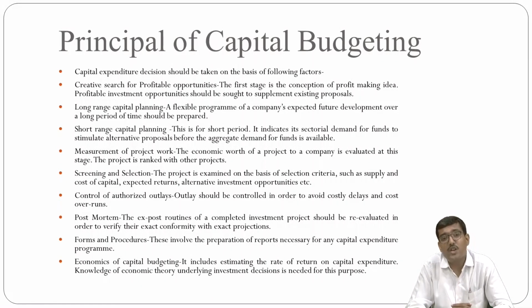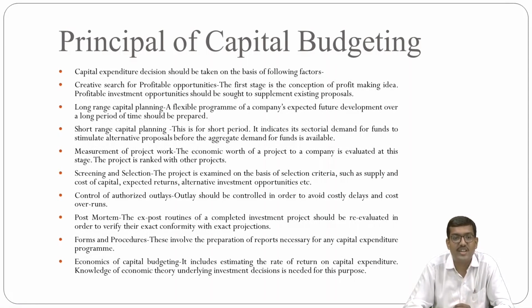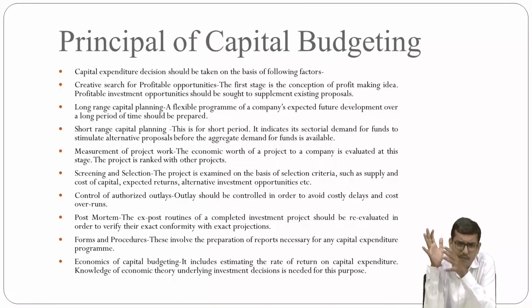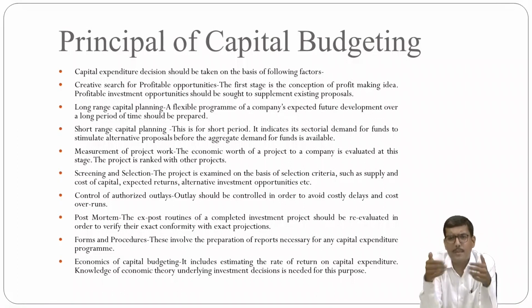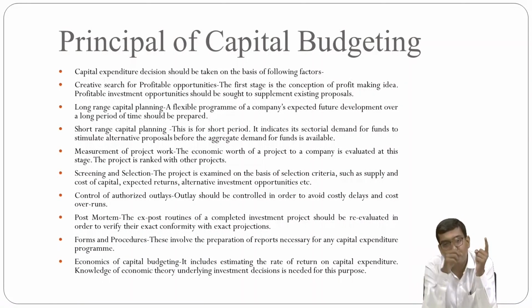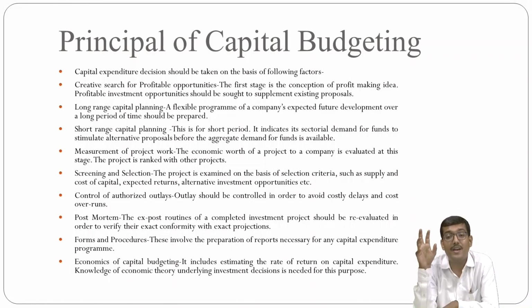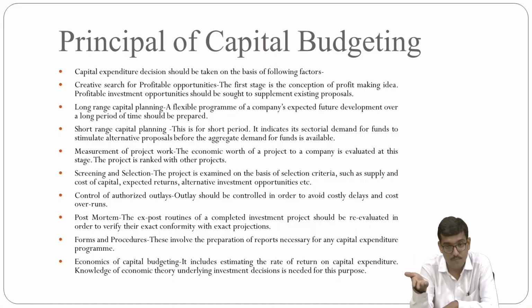Then the measurement of project worth: the economic worth of the company's project is evaluated at this stage, and the project is ranked with the other projects. That means you may have more than one, two, three or five projects, and you have to evaluate them in a way that ranks them: the first project go for this, second do this, third do that, fourth and fifth do other projects. So when you rank them efficiently, you will know how to use your available resources, and you can examine them for future years also. So the ranking method is most important in that way.